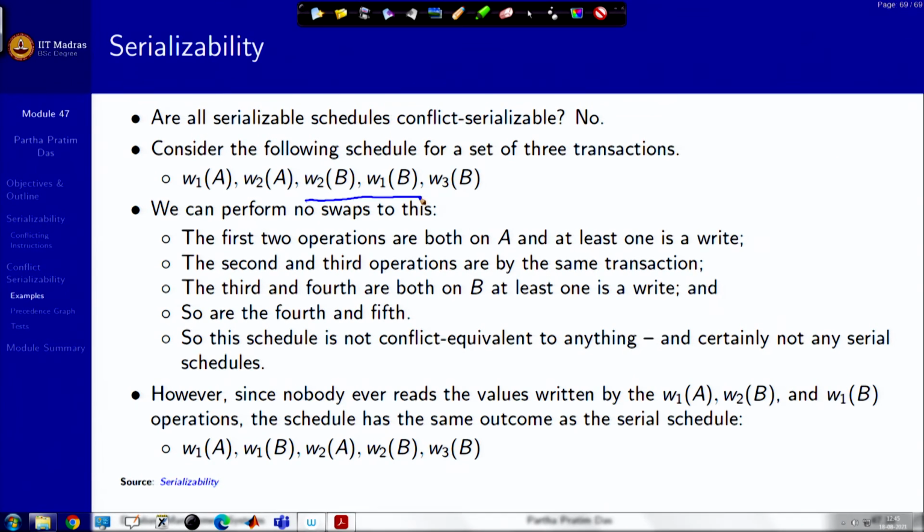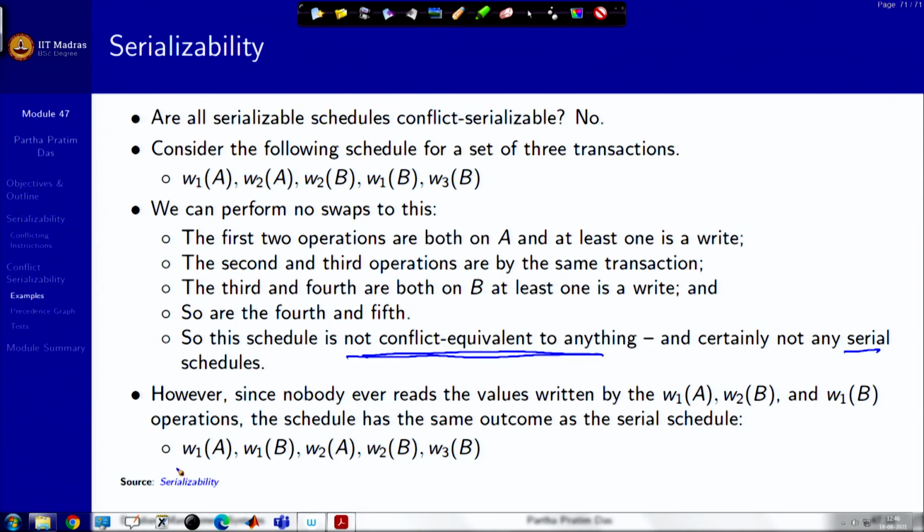You cannot swap these two, again the same data. You cannot swap these two, working on the same data. So, there is no swap possible. Right. So, this schedule is not conflict equivalent to anything, since you cannot do any swap at all, and certainly not a serial schedule. But the question is, is it equivalent to a serial schedule? Now, this is plain logic. You can see that every time it is writing, there is no read. So, nobody has used that value.